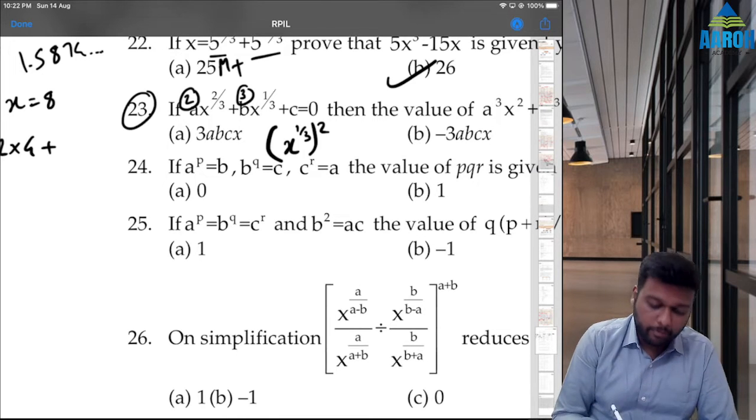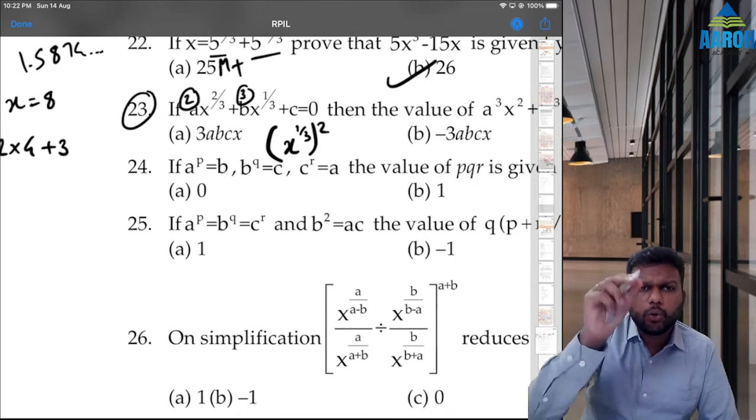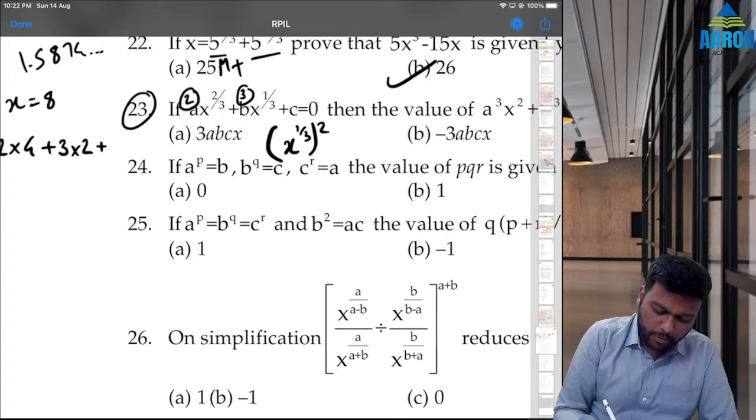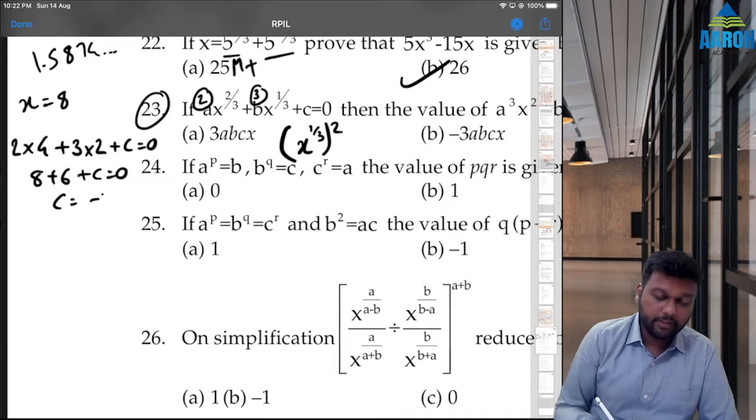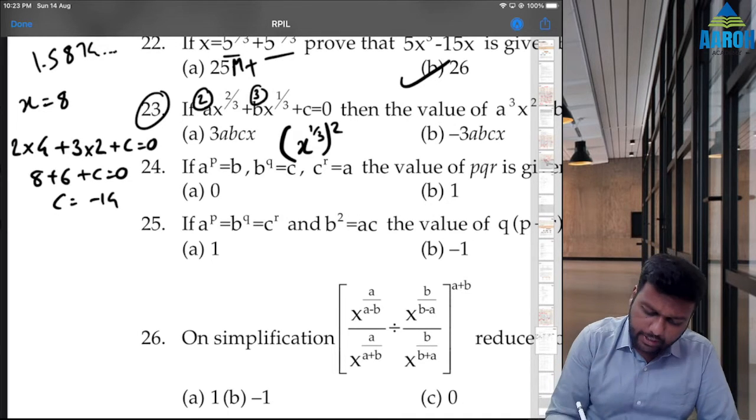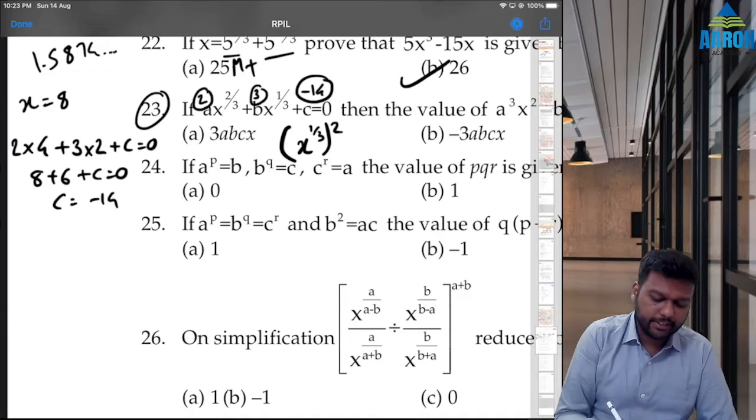Plus b, which we have assumed as 3, into x raised to 1/3, which is 2, plus c is equal to 0. That means 8 plus 6 plus c is equal to 0. That means c is equal to what? Minus 14. Right. So a is 2, b is 3, c is minus 14 and x is 8.